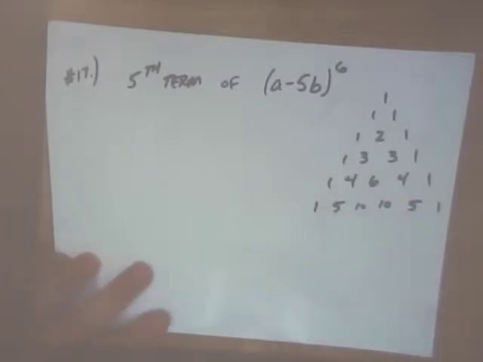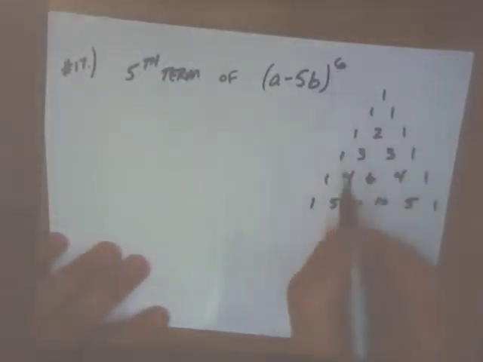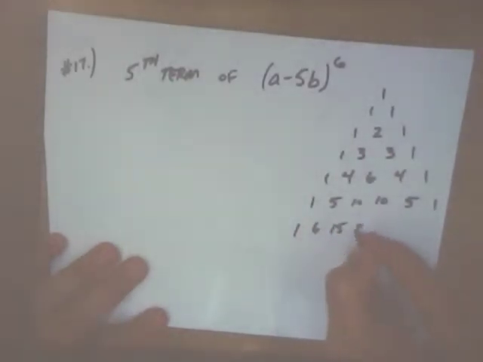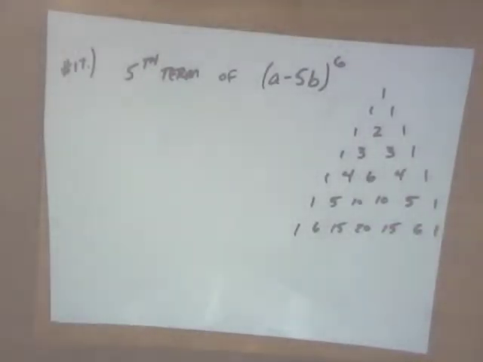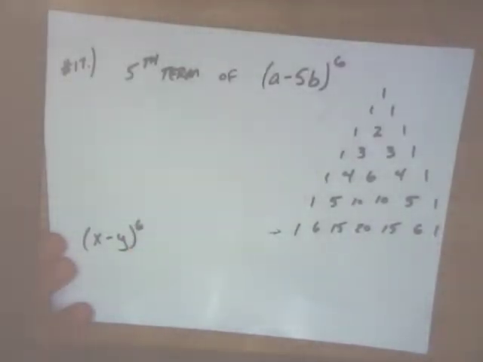We need to keep going? No? Do I need one more line? Raised to the 6th power, we need our second number to be 6. 6, 15, 20, 15, 6, 1. Alright, so these are going to be our coefficients. And what was my advice? I said you should first expand out, make this simpler. x minus y to the 6th power.